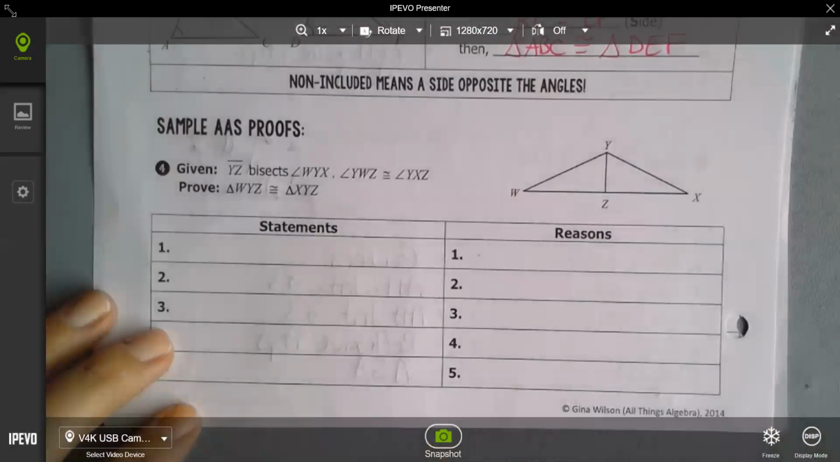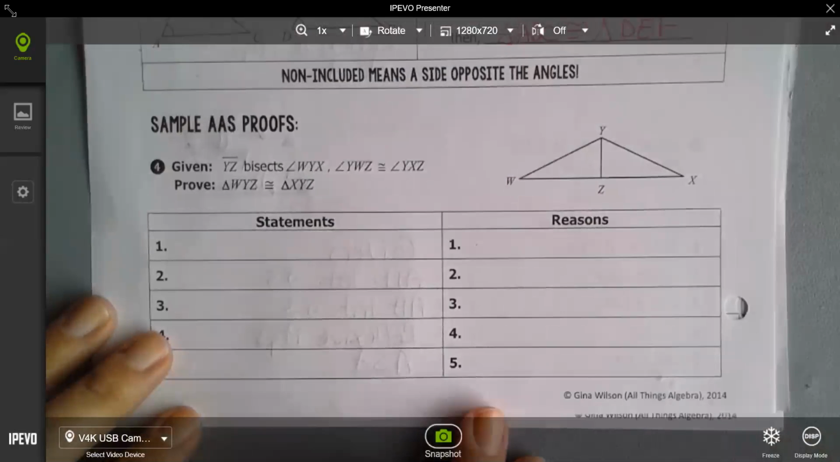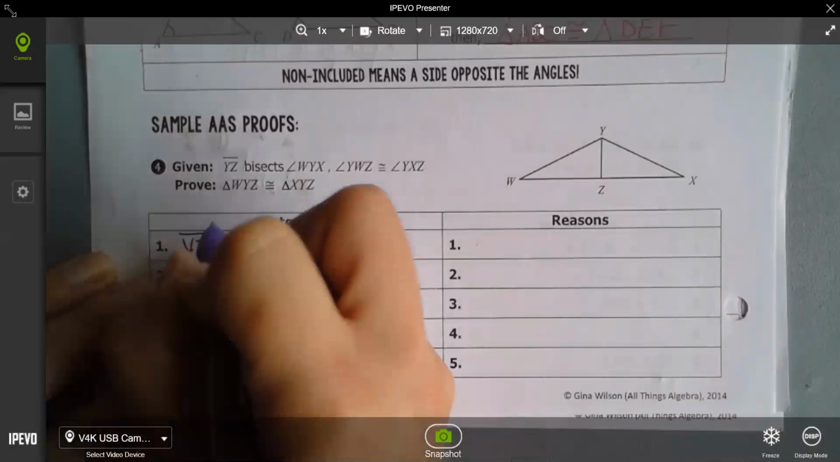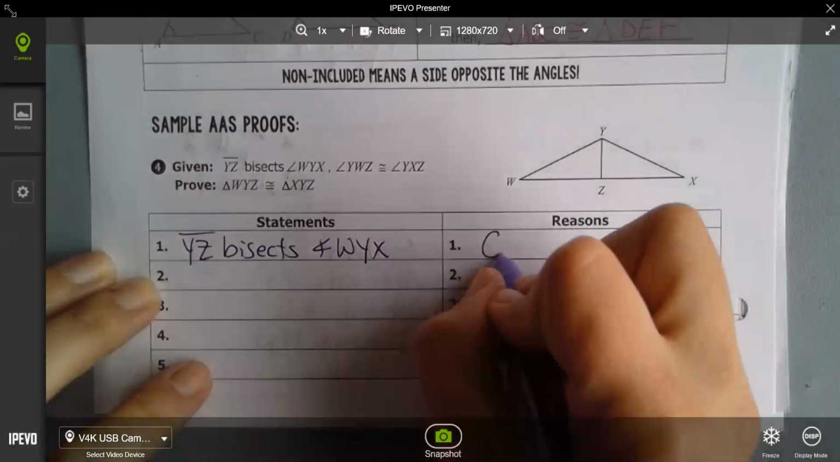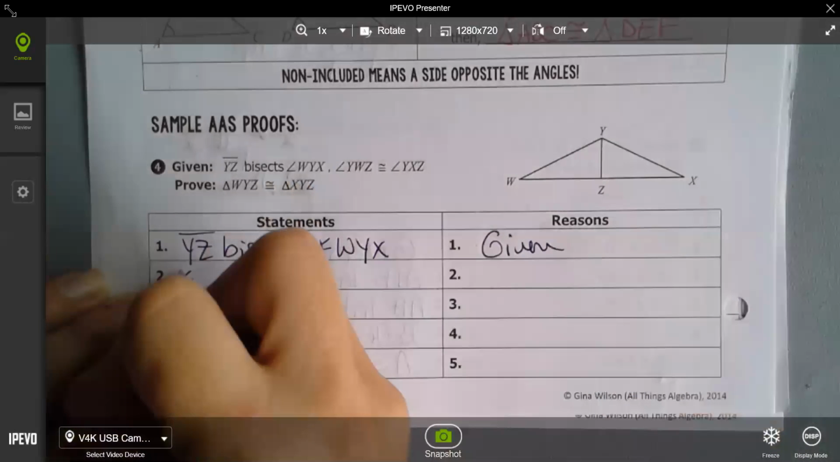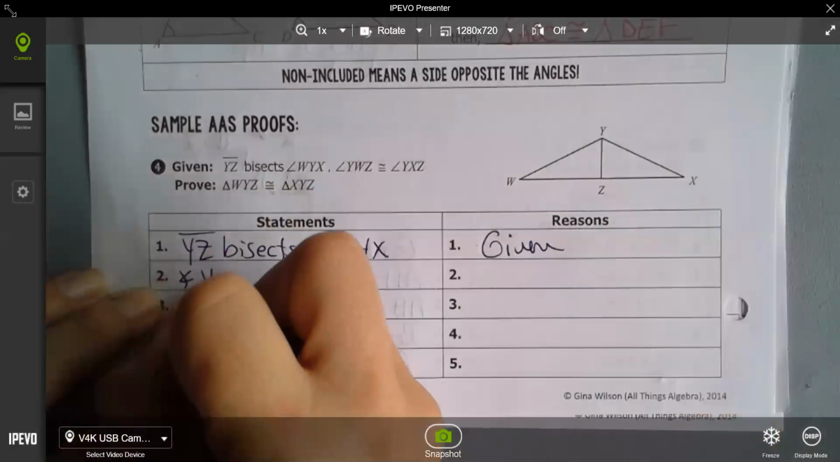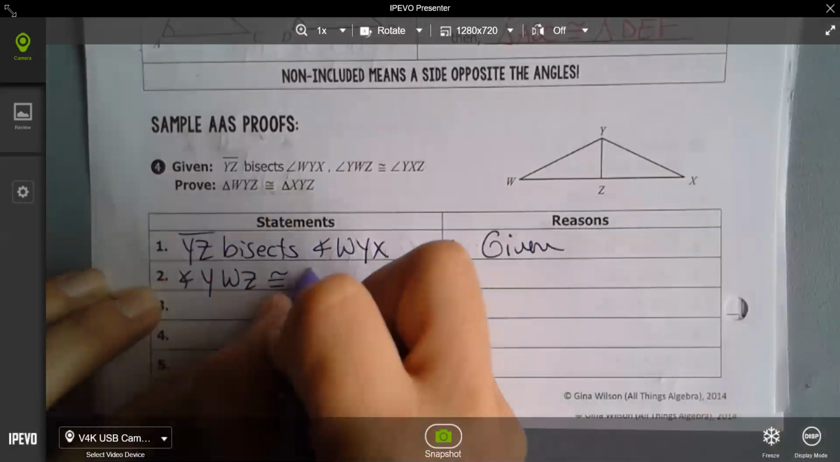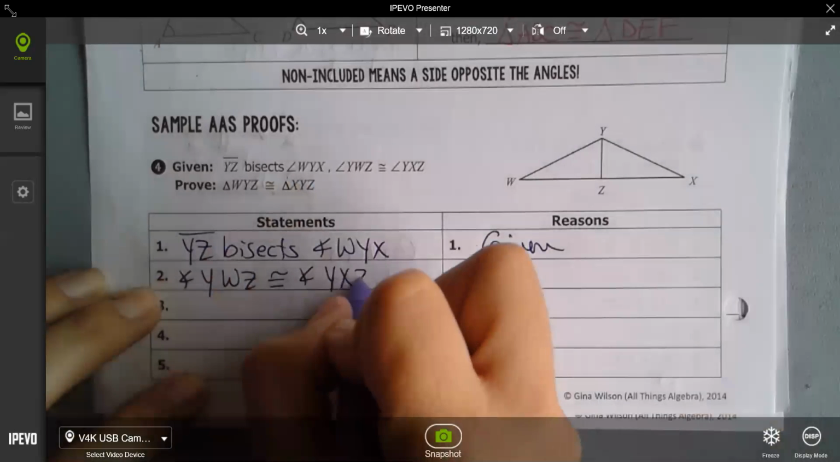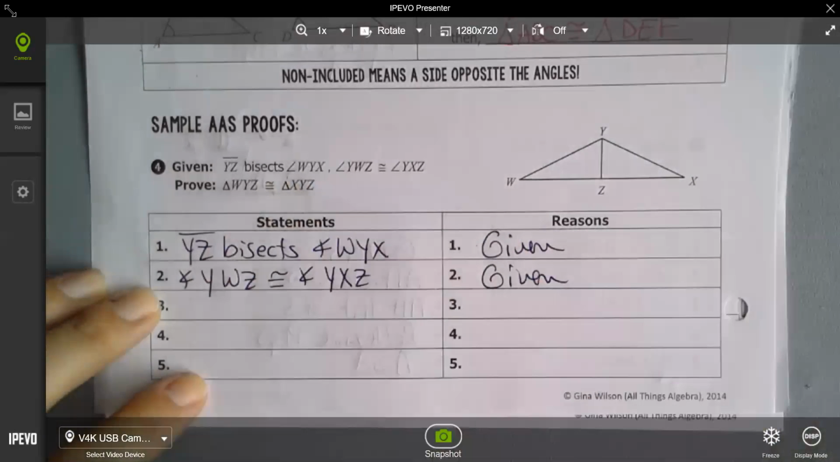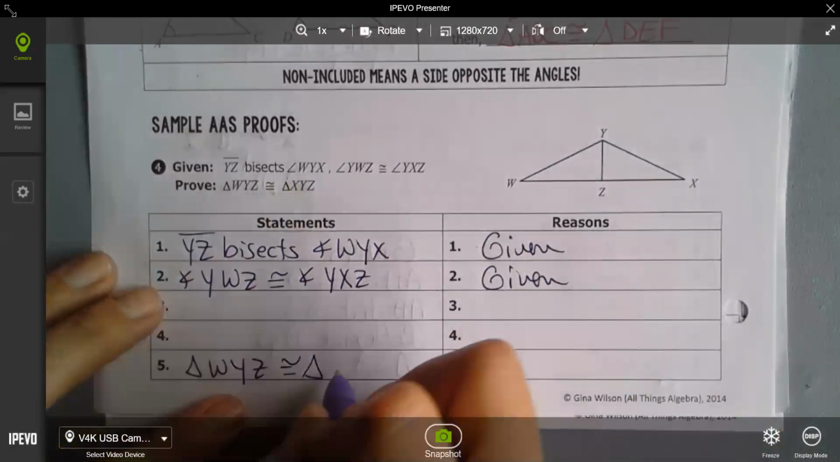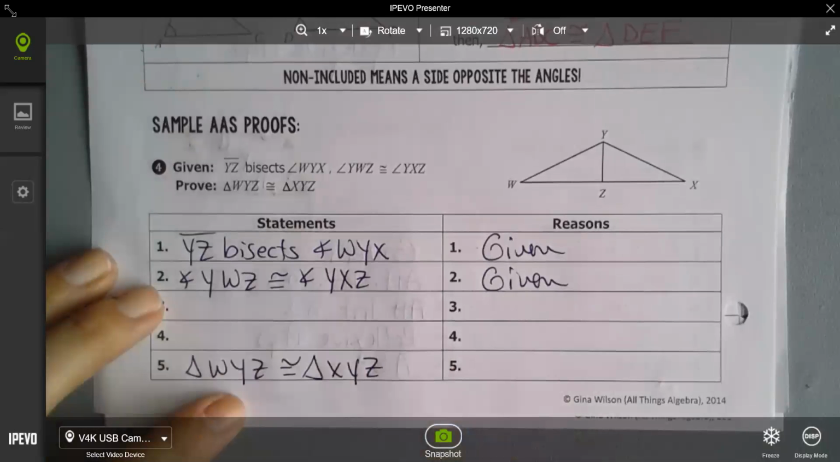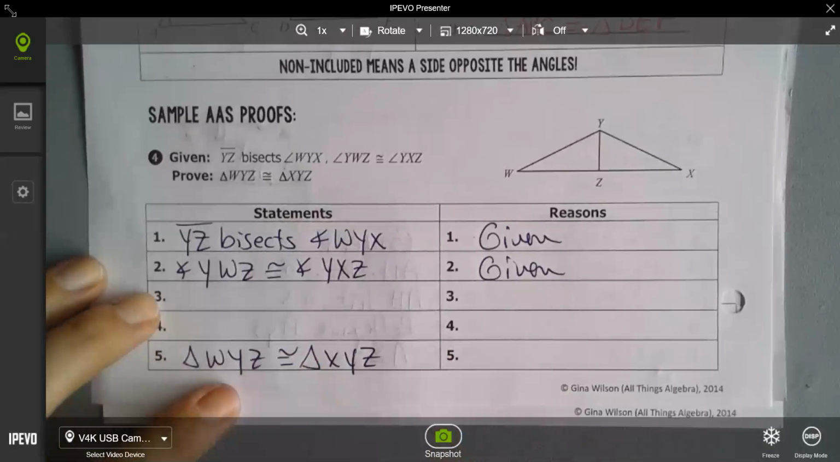All right. I bet you can do this one on your own. Try it. Pause me. First statement, YZ bisects angle WYX, given. Angle YWZ is congruent to angle YXZ, given. And the proof, triangle WYZ is congruent to triangle XYZ. So here we are, we're at the halfway point again.